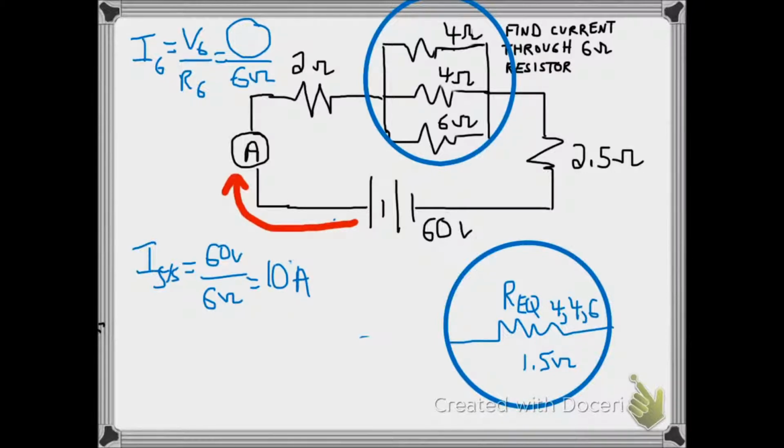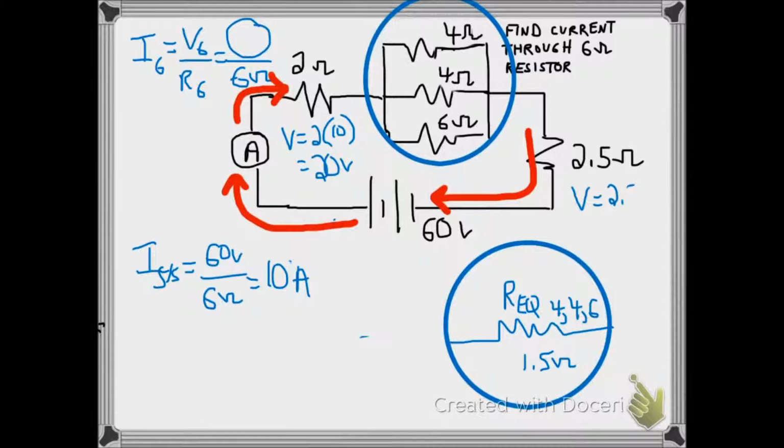That's 10 amps coming out of the battery, but because there's no node between the battery and the 2 ohms, the 2 ohms also gets 10 amps, or a voltage of 10 amps times 2 ohms, which would be 20 volts. In a similar fashion, we know that the current going into the battery must also be 10 amps. So the 2.5 ohm resistor also gets 10 amps, or a voltage of 2.5 times 10, or 25 volts.